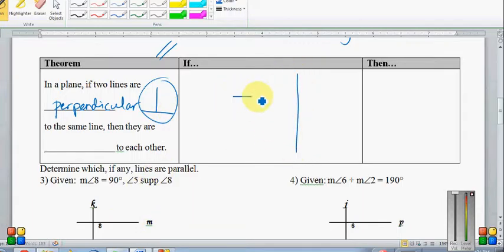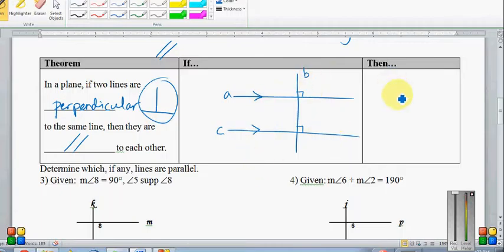If I've got perpendicular lines like this, so I've got this line, we'll call it A, is perpendicular to, we'll call it B. So if A is perpendicular to B, two lines perpendicular to the same line. So A is perpendicular to B, and we need another line perpendicular to B, we'll call it C. So if A and C are both perpendicular to B, then A and C are parallel, not perpendicular, parallel to each other. A perpendicular to B, C perpendicular to B, then A is parallel to C.